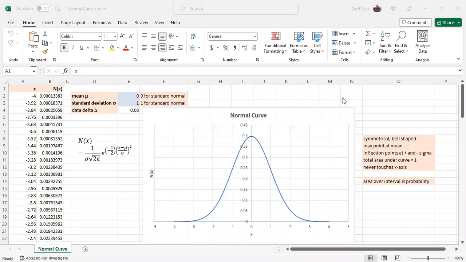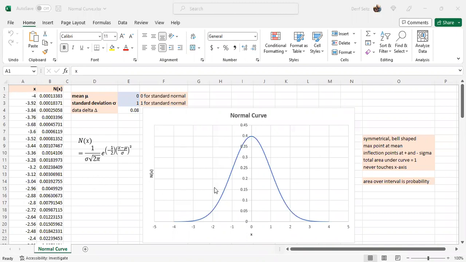This is Professor Derek Seitz. Normal curve. This video shows some concepts about the normal curve using Microsoft Excel.